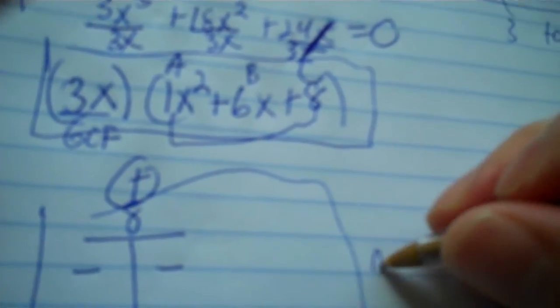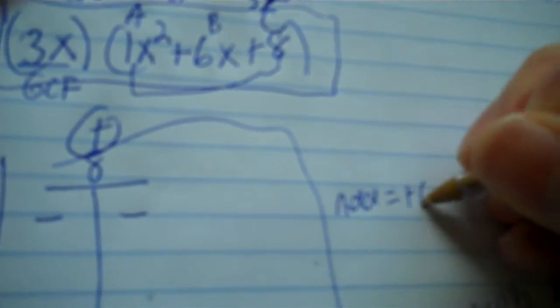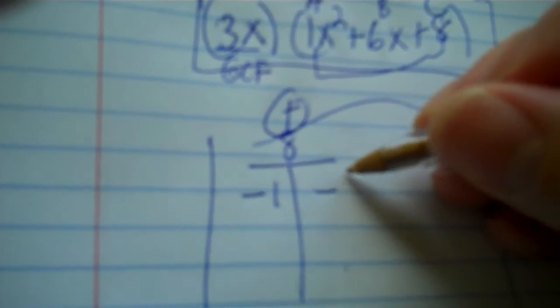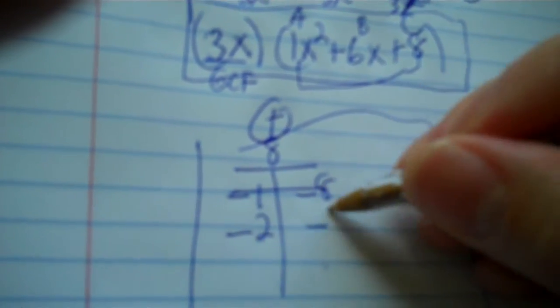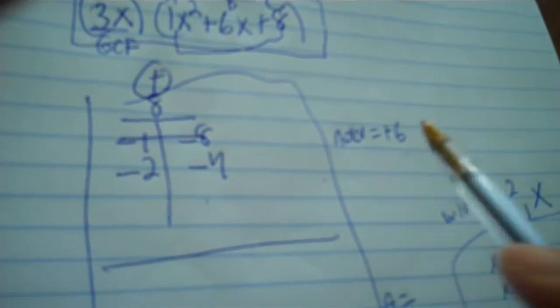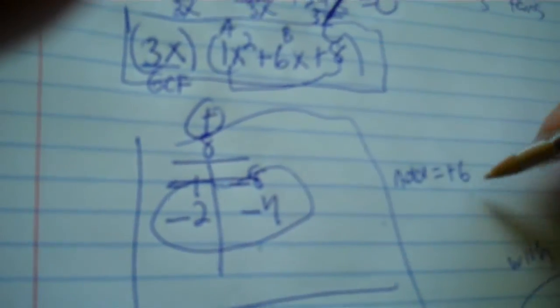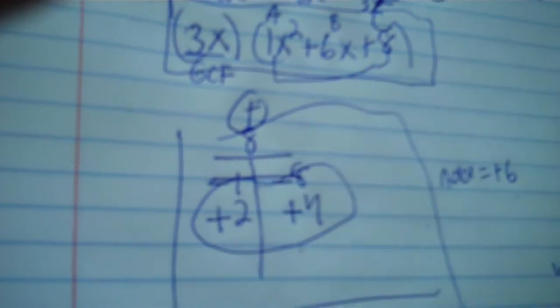So I take 1 times 8, that's 8 positive, so I'm thinking negative, negative, and I'm adding to plus 6. 8 divided by 1 is 8, that doesn't work. 8 divided by 2 is 4. Okay, that adds to negative 6, so I have it. I just got to make it positive 6 by changing the signs.